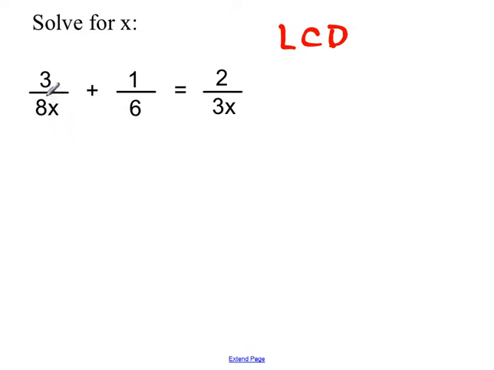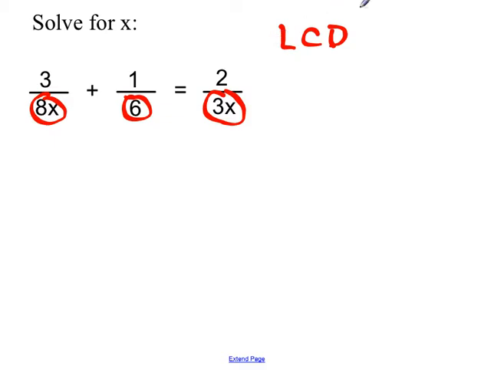So in this case, let's take a look at our denominators. We have 8x, 6, and 3x. And ultimately what this strategy does, if we do it correctly, is get rid of all the denominators, making it look more like a normal equation that we're used to seeing, rather than having x in the denominator.